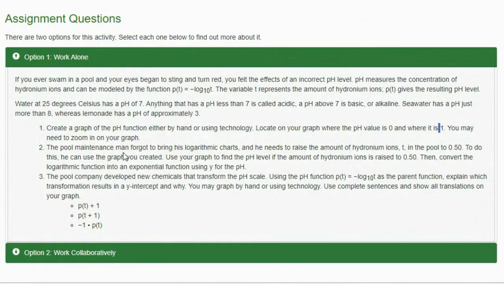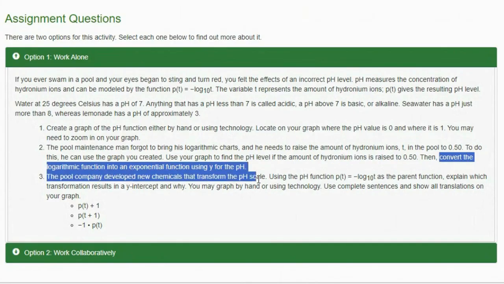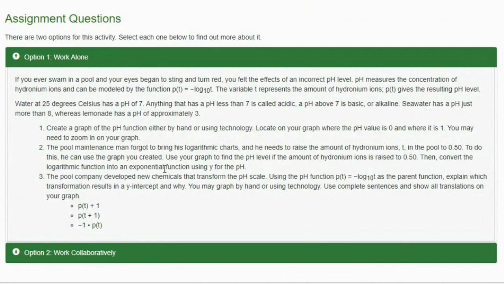The pool maintenance man forgot to bring his log charts, and he needs to raise the amount of hydronium ions to 0.5. To do this, he can use your graph. So use your graph to find what the pH level is if the amount of hydronium ions is raised to 0.5. And then convert the function into an exponential function. So you've got to go back and look at that lesson. How do we rewrite it as an exponential function? You're going to rewrite this log function as an exponential function using y for the pH.